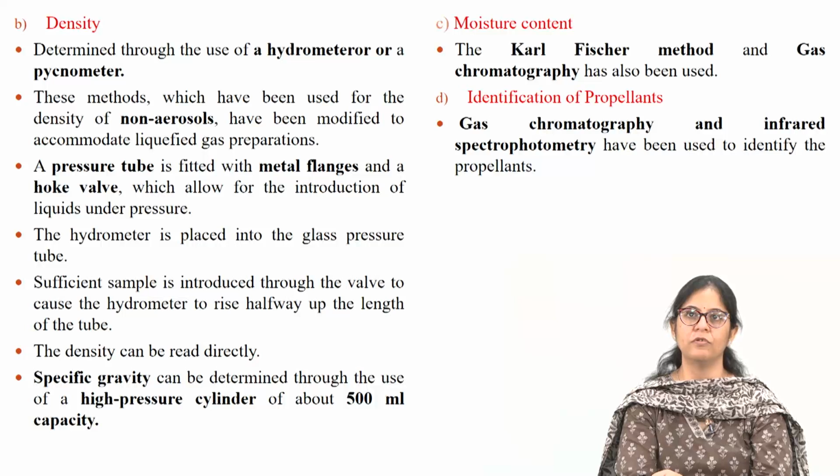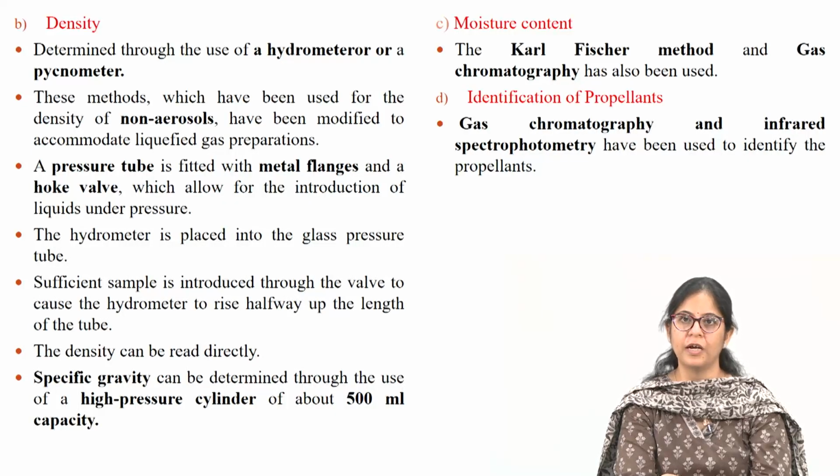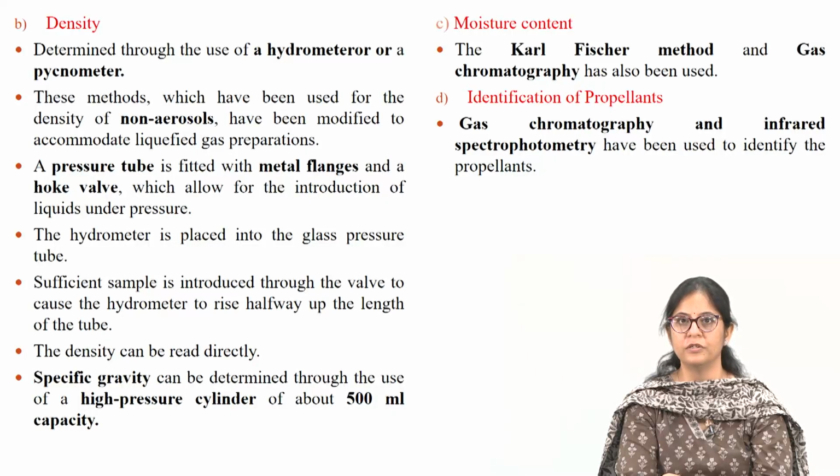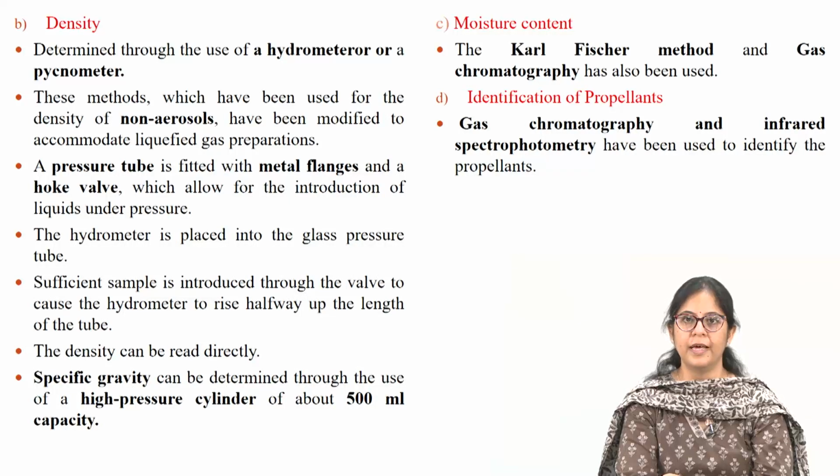Density is determined through the use of a hydrometer or a pycnometer. These methods, which have been used for the density of non-aerosols, have been modified to accommodate liquefied gas preparations. A pressure tube is fitted with a metal flange and a valve, which allows for the induction of liquids under high pressure. The hydrometer is placed into the glass pressure tube. Sufficient sample is introduced through the valve to cause the hydrometer to rise halfway up the length of the tube. The density can then be read.